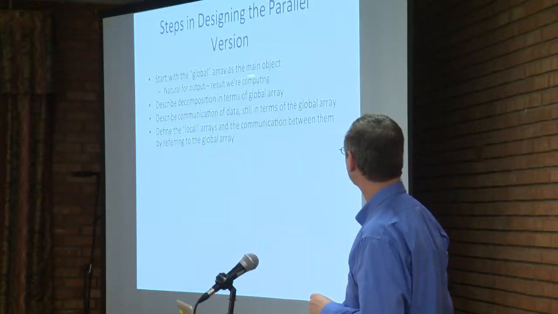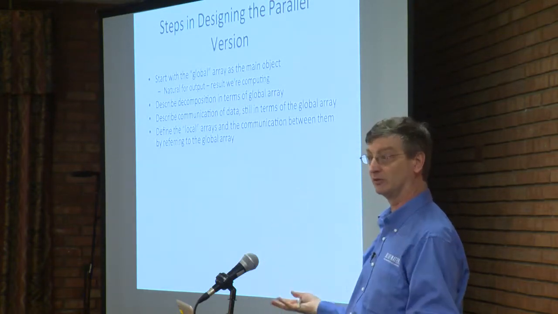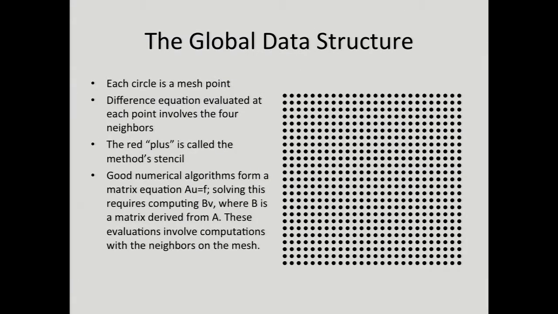So we start with what we would have with the sequential code, our global array as the main object. And we'll write the code in terms of that global array. We'll define the decomposition in terms of that, define the communication of the data, and so forth. And then there will be the local arrays for each piece. Okay. So here's our global data structure.